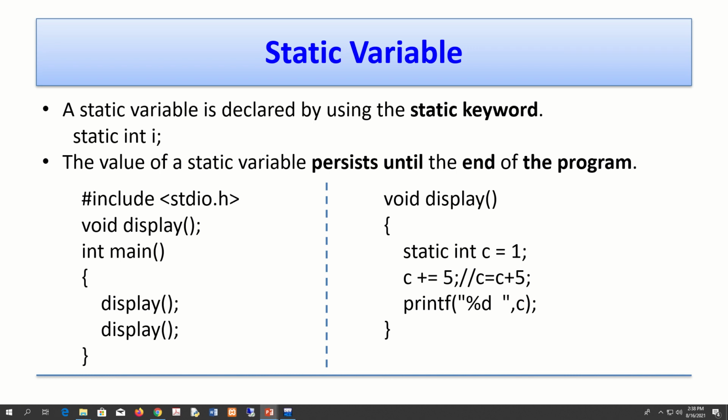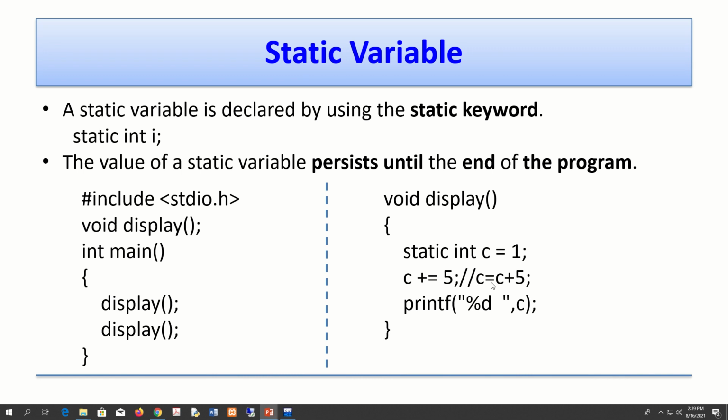6 will be printed. And then when you call the display function the second time, now C has a value of 6. That does not leave the variable, right? That is persisted. So now the value of C is 6. The value 1 is not initialized again because C has been updated earlier. That value persists, so it is not reset.